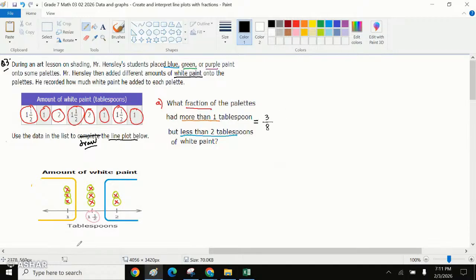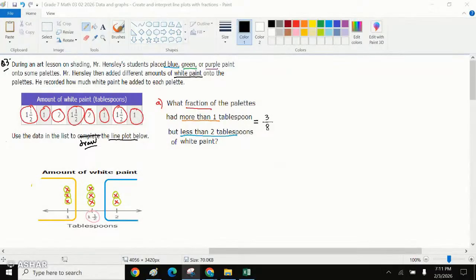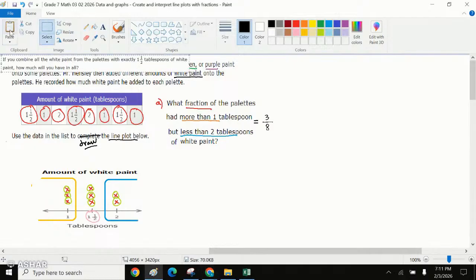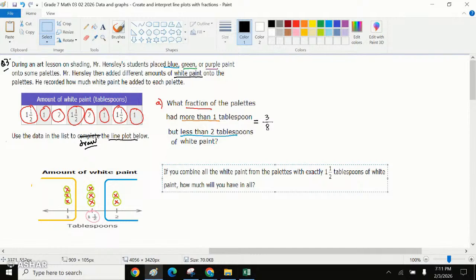Let's look at the next one. For the next given question, they're saying if you combine all the white paints, how much will you have in total?